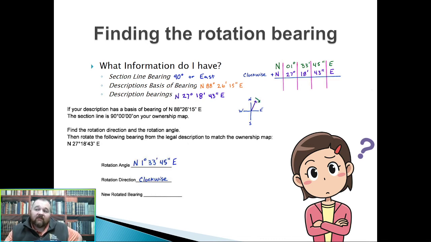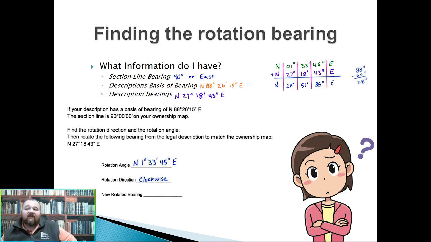So 27, we add them up. Okay, then 45 plus 43 is 88. 33 plus 18 is 51. And 27 plus 1 is 28. And we're northeast. So our new rotated bearing is 28, 51, 88. But you can't have 88 seconds, because 60 is a whole minute.